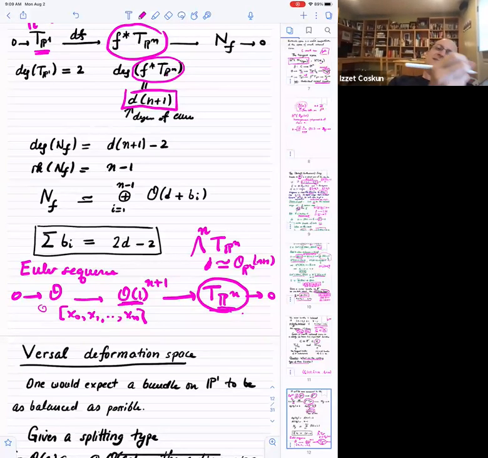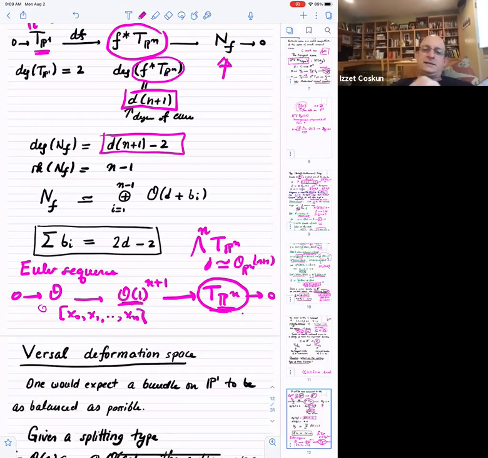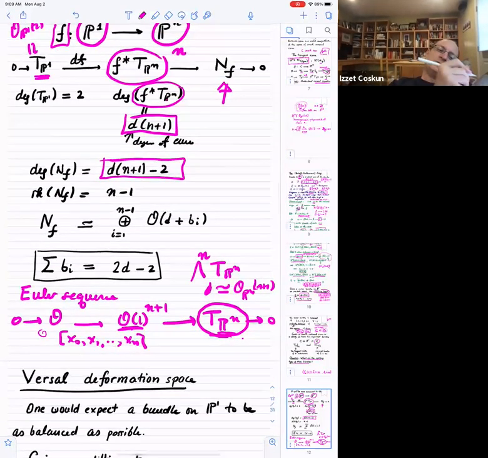Since the degrees are additive, you learn that the normal bundle to the map has to have degree d times n+1 minus 2. And what's the rank? Projective space is n-dimensional, so the tangent bundle has rank n. P1 is one-dimensional, its tangent bundle has rank 1, so the rank of the normal bundle is n-1.